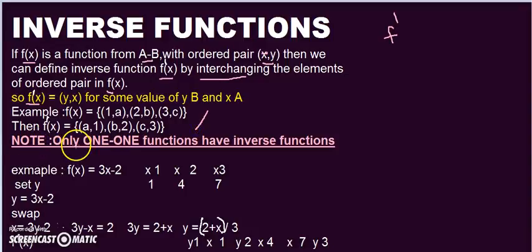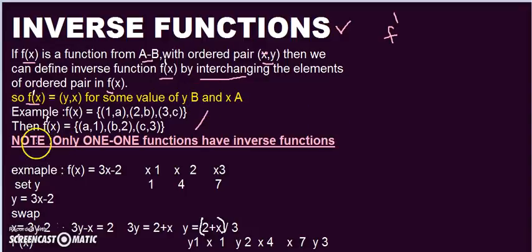Here there is one important note: only one-to-one functions have an inverse function. If a function satisfies the one-to-one rule, then only that function will have an inverse. The rest will not be called having an inverse function.